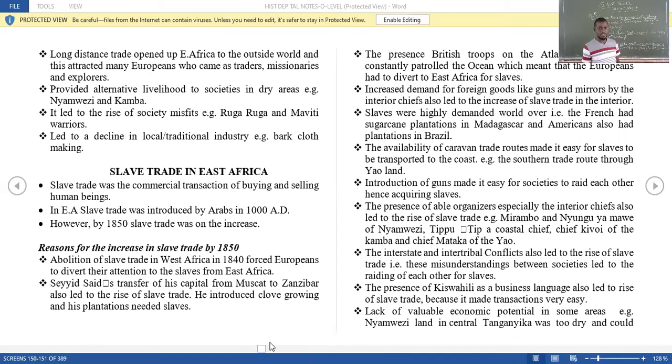Then another point is the presence of able organizers. Able organizers. And this was most especially with the interior chiefs. When you come to the Mirambo, the Nyungu ya Mawe, and Tippu Tip, who was a coastal chief, among others. These people were passionate about trade. The reason being, some of them, their land was flat and it couldn't bring forth the commodities or the agricultural products.